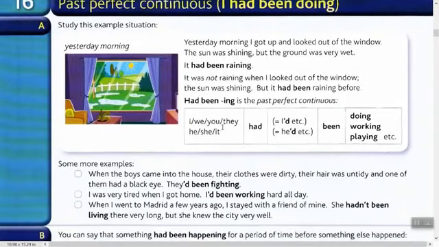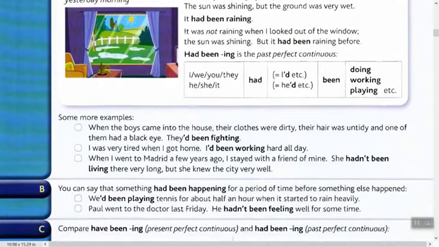I, we, you, they, etc. had, or I'd, he'd, this is the contraction. Been, you have to put been plus verb with the ing. Okay.